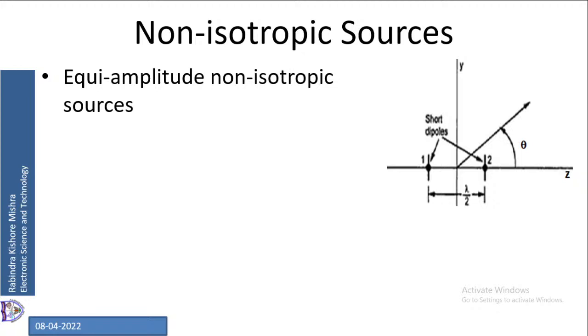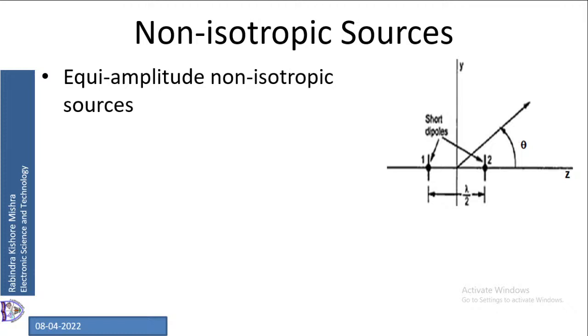Since sources are not isotropic, each source will have its own radiation pattern. The only condition here is that the radiation pattern of each source is the same. So let us say we are taking two short dipoles. One dipole is at 0.1, the other dipole is at 0.2. The separation between them is lambda by 2, and the angle from Z to Y is theta. So everything remains the same except that instead of point sources we have short dipoles.